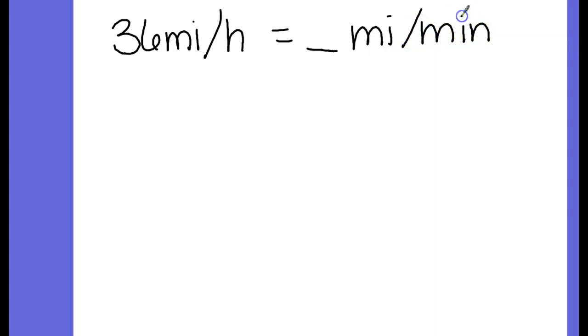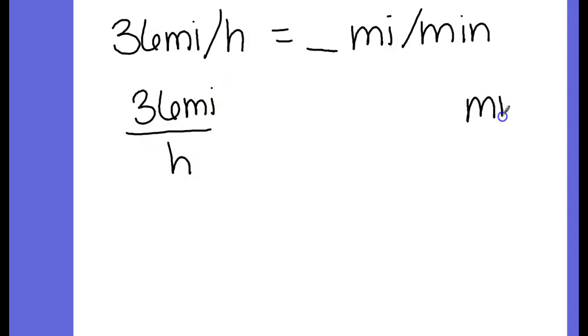36 miles per hour is how many miles per minute? Okay, I see a couple different answers. Keep it in front of you. I'm starting off with 36 miles per hour. And I'm changing it to miles per minute.